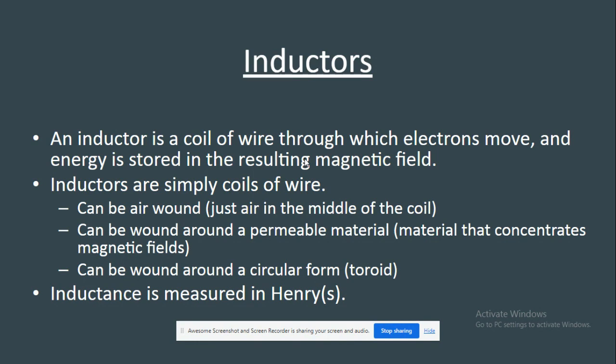So, what is an inductor? An inductor is a coil of wire through which electrons move and energy is stored in the resulting magnetic field. It's like a spring, a coil of wire rounds. The wire can be wound around air, it can be a permeable material that concentrates magnetic fields, or it can be any circular form, and its unit is Henry.